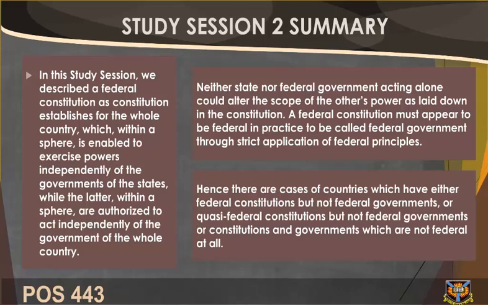A federal constitution must appear to be federal in practice, to be called federal government, through strict application of federal principles. Hence, there are cases of countries which have either federal constitutions but not federal governments, or quasi-federal constitutions but not federal governments, or constitutions and governments which are not federal at all. End of study section 2.